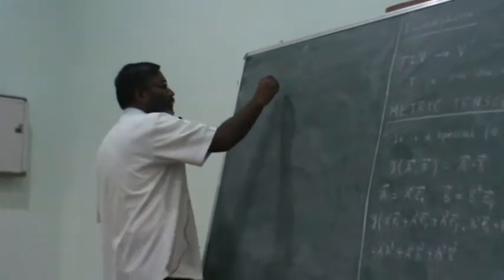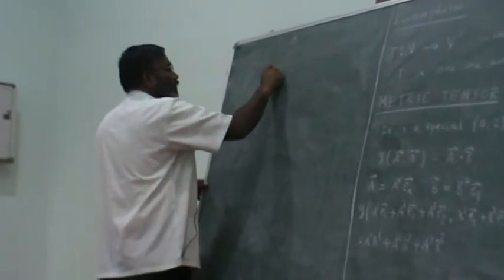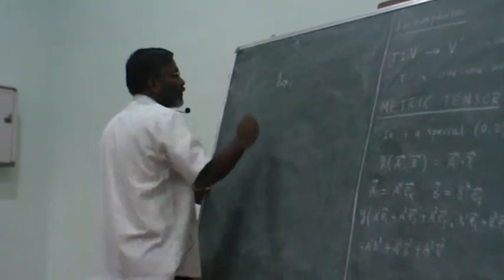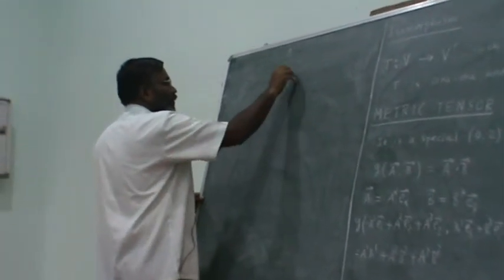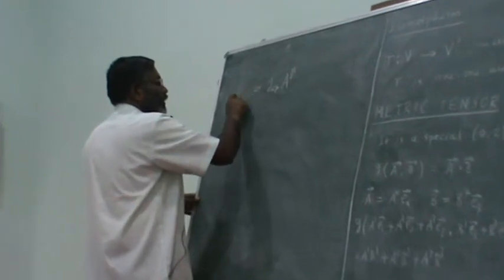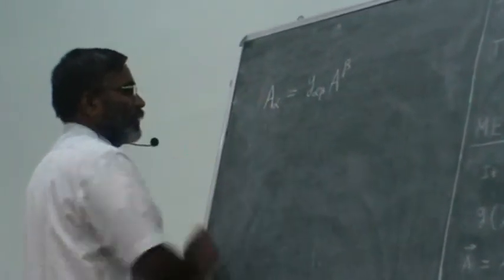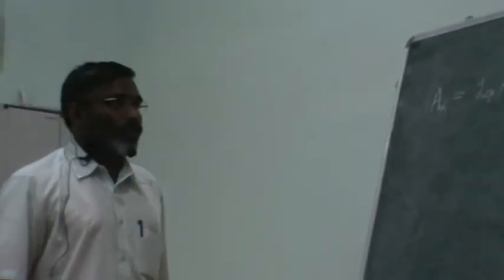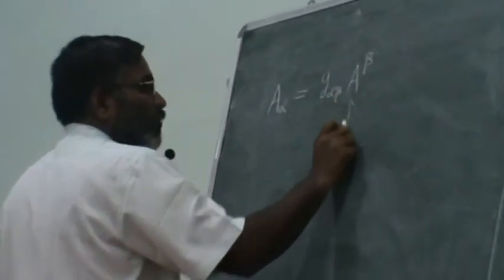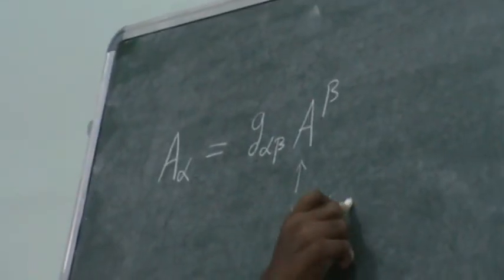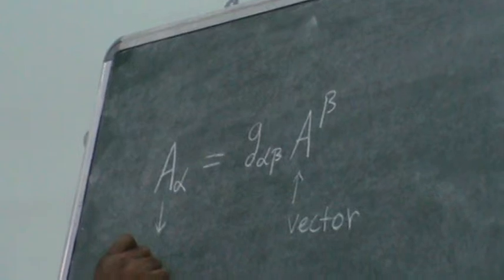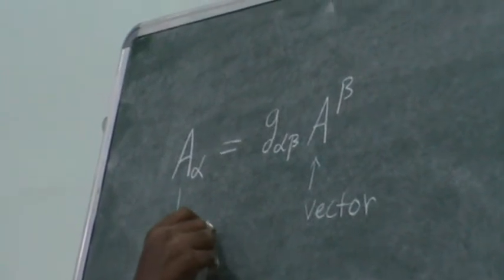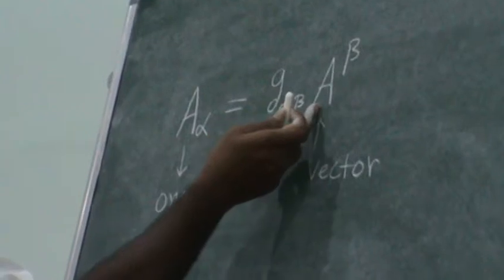So, suppose you have g^{alpha beta} and you have a contravariant component A^beta, then you get the corresponding covariant component A_alpha. So this is a vector, this is a one form. So vector components are transformed to corresponding one form components using this metric tensor.